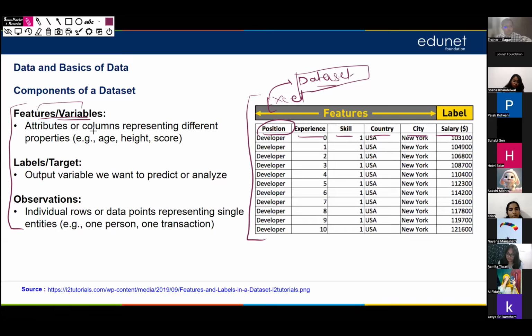Features and variables. Now, what are features and variables? In a very simple explanation, what your columns represent. Position is, let's say I want to hire someone and I am looking for a developer.